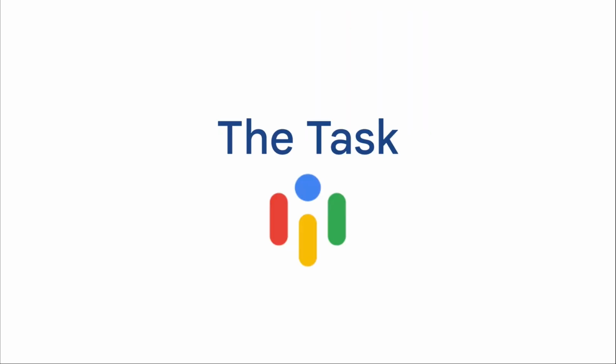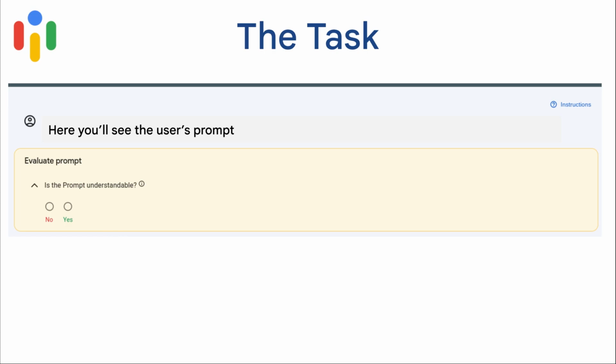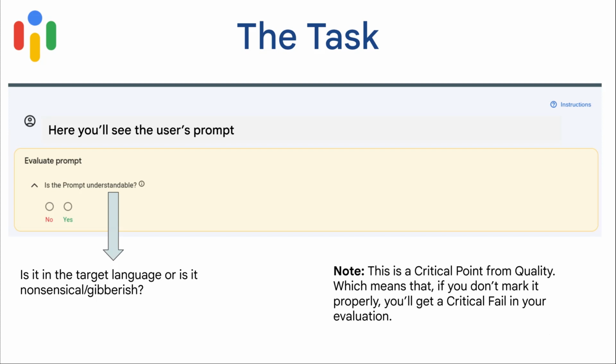Now let's take a look at the task. Upon opening the task, the first thing you will see is the user's prompt, followed by the prompt evaluation. Now, what does "is the prompt understandable" mean? Essentially, you'll be checking if it is in your target language and also if it isn't gibberish or nonsensical. Bear in mind that this is a critical point of quality evaluations.